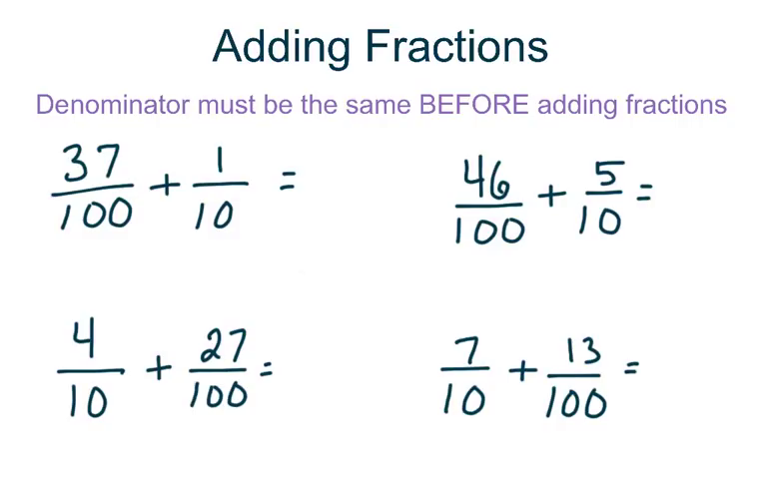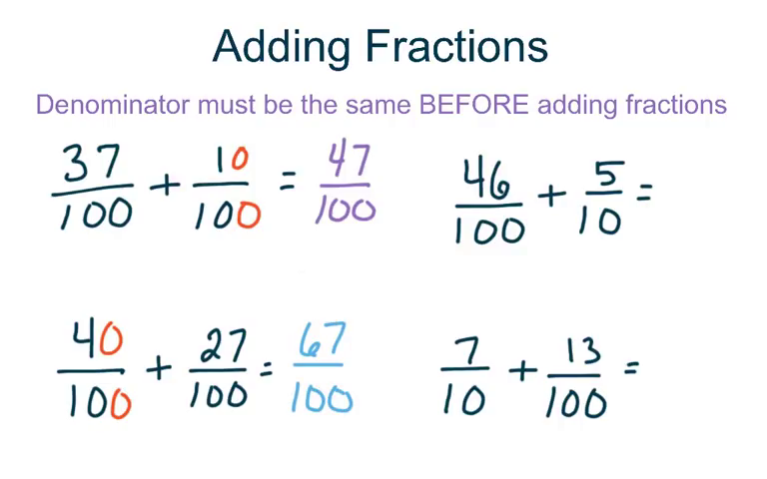37 hundredths plus 1 tenth. Again, the denominators are not the same, so denominators have to be the same before you can add. For this problem, we're going to change 1 tenth to 10 hundredths, and then we're going to add, so we're left with 47 hundredths. Next one is 4 tenths plus 27 hundredths. 4 tenths and 27 hundredths don't have the same denominator, so we're going to change them to hundredths, so now they both have hundredths, and when we add them, we get 67 hundredths.